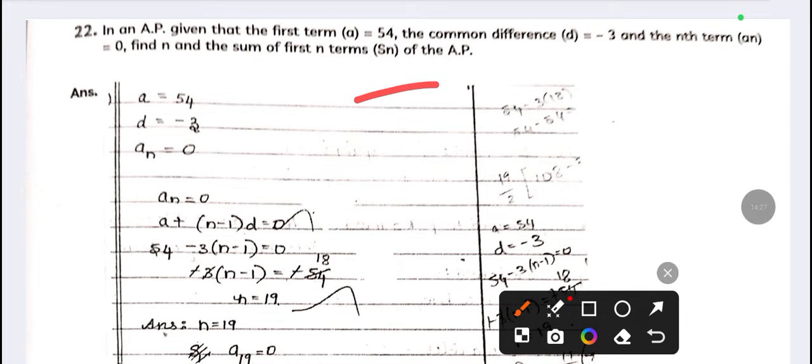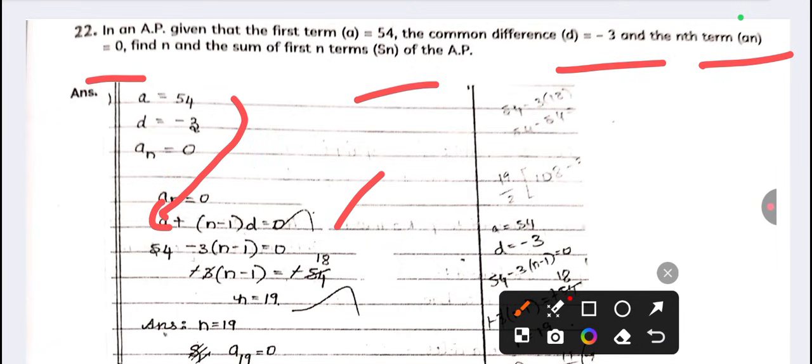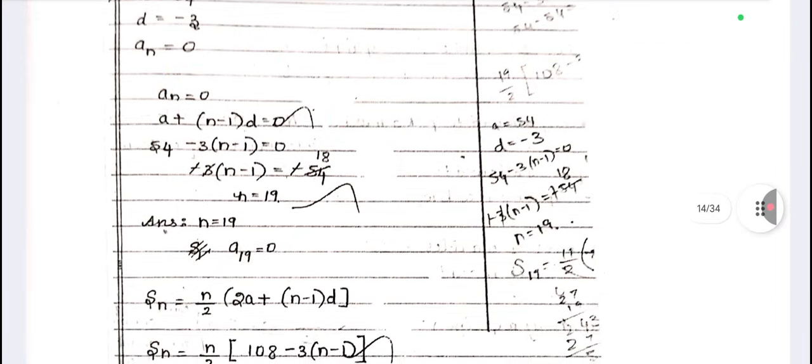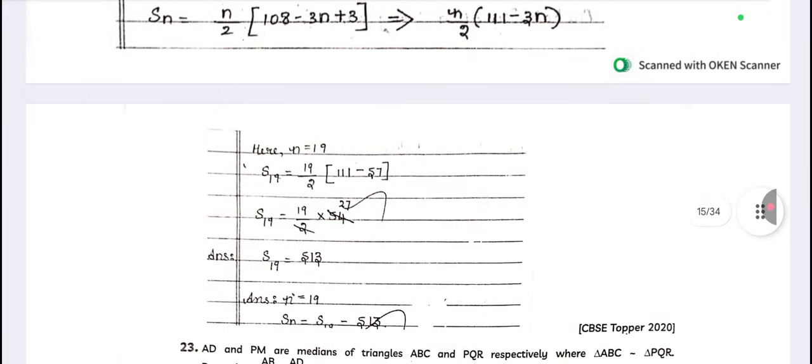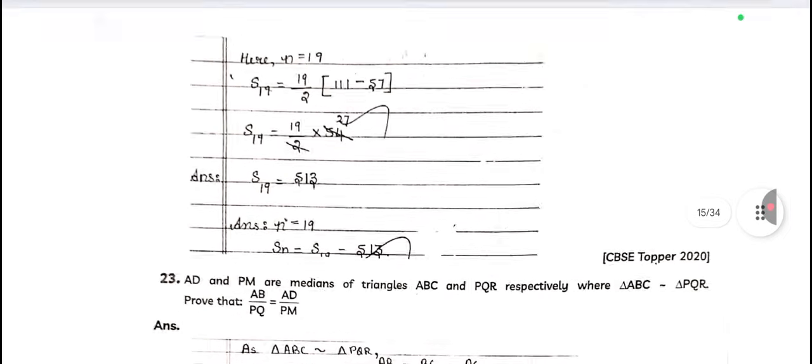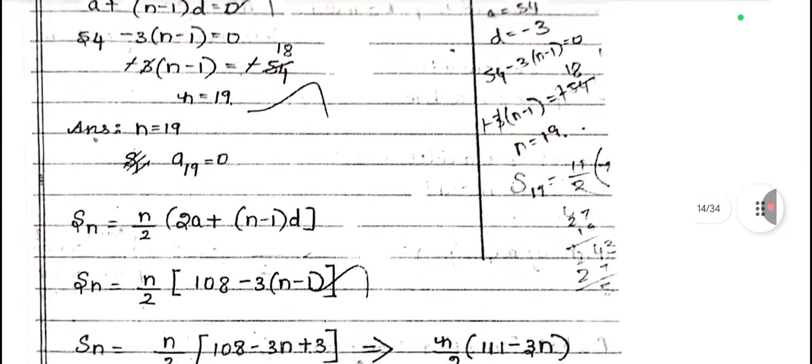First term a, common difference minus 3, nth term 0. I think yesterday also one student asked me, nth term 0, now what do I have to do. I said a plus n minus 1 d equals 0. Apply a, apply d, multiply and get the n value. Simplify. N is 19, apply in the sum of n terms, equate and get the answer in sum of n terms. Hope it's clear to you.